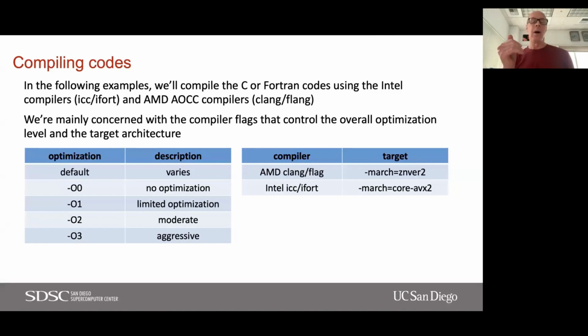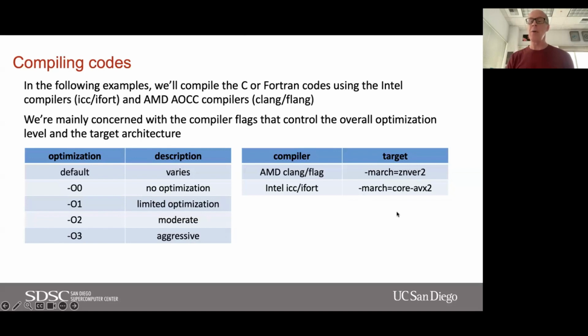So when we compile code, we can either specify no optimization, -O0, 1, 2, and 3. And these are pretty much standard across all compilers. 0 means no optimization, 1 is limited, 2 is moderate. So pretty much any change that we could do that would not potentially affect the floating point results. And 3 is where we're doing aggressive optimization.